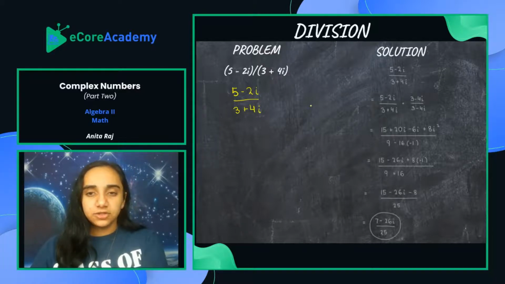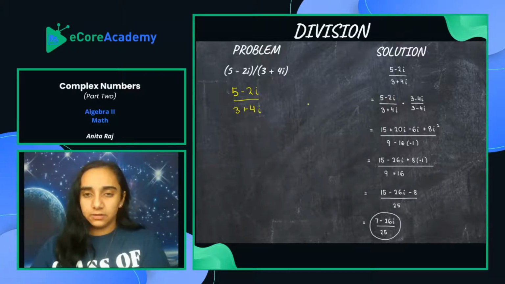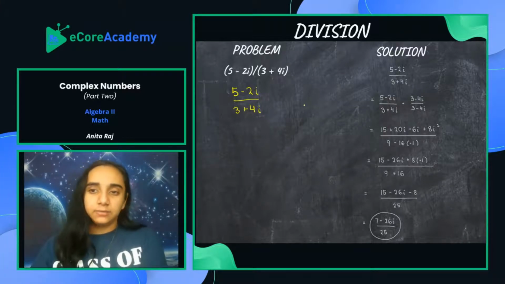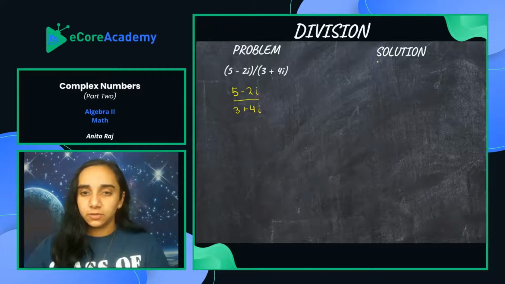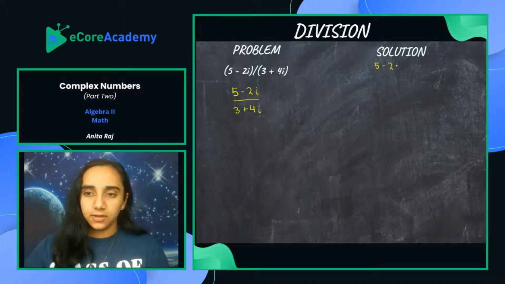Here is the solution pre-written for you. I'll give you a second to copy that down if you want. And now I'm going to go through the solution with you. So let's rewrite the problem. So we have 5 minus 2i over 3 plus 4i.